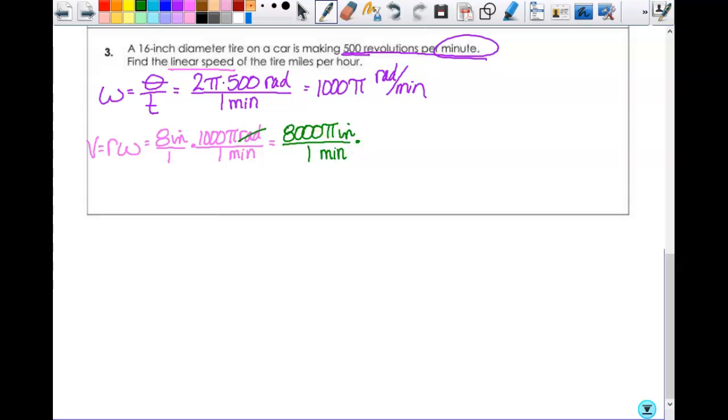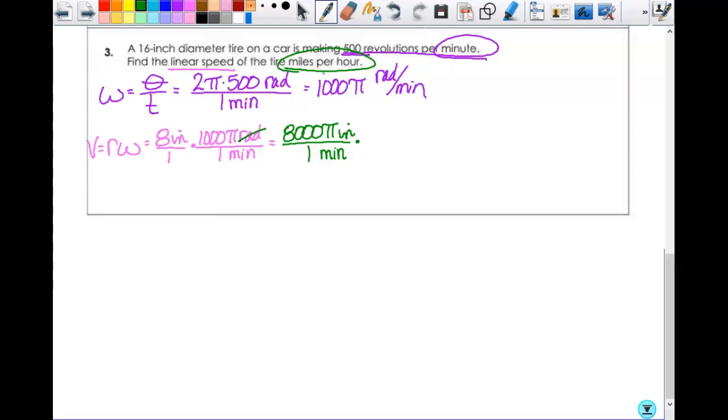But the question doesn't ask me for inches per minute. It asks me for miles per hour. So I have to convert. And every time I do this, I don't care what grade level I teach this at, there's always somebody, sometimes too many people, that were never truly taught how to easily convert and keep up with all of your stuff. So this is the best way to do it. Are there other ways? Yeah, but to me, this is the best way. This is the way I do it, because otherwise I'm going to lose myself.